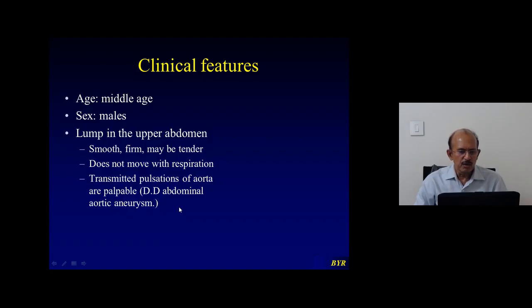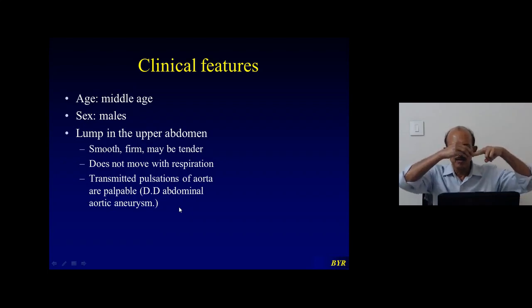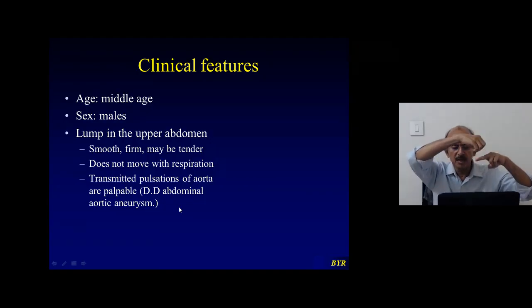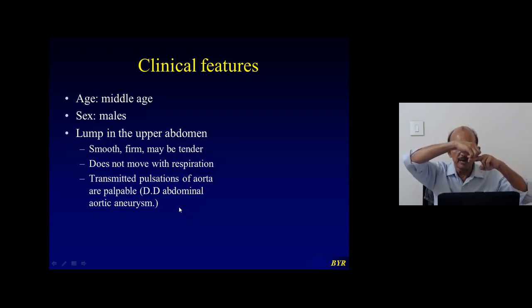The examiner will definitely ask you, did you examine for the pulsations? Then he will ask you, is it a transmitted or expansile pulsation? I will explain. Suppose this is the abdominal aorta, and on this a spherical mass is kept. The pulsations of the aorta are transmitted, so you can feel the pulsations even if the mass is not arising from the aorta but is situated over the aorta.